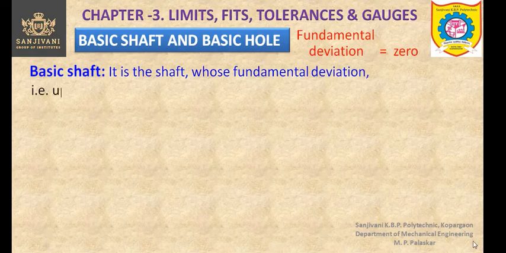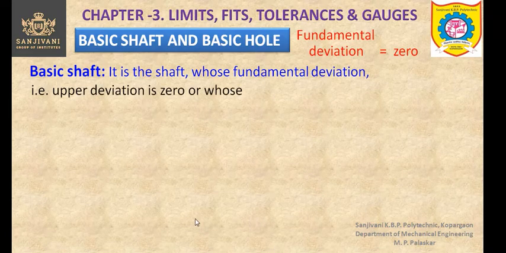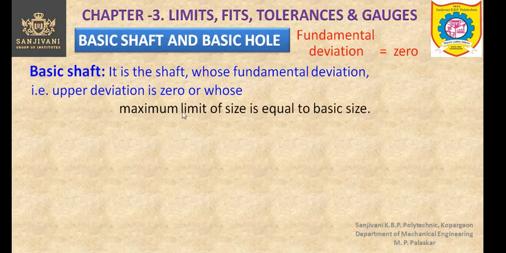So a basic shaft is the shaft whose fundamental deviation, that is the upper deviation, is 0. In case of a shaft we have seen that the upper deviation is the fundamental deviation. So if the upper deviation is 0, that is the basic shaft. Since the upper deviation is 0, the maximum limit of size is equal to the basic size, and that is the basic shaft.